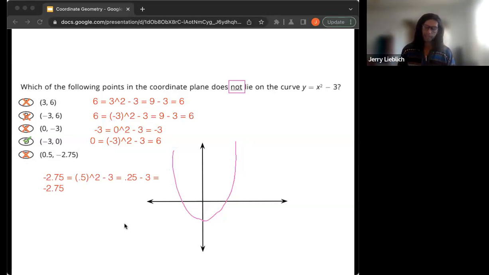So even though we're dealing with a different kind of equation here and a different kind of figure, we still use the same technique, plugging in and checking.